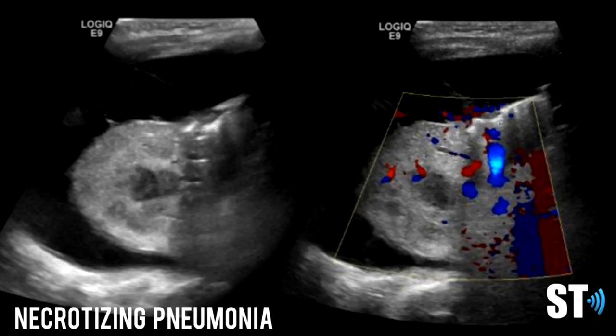Here's a lung with a heterogeneous lung parenchyma. This parenchyma did have reduced blood flow. This patient had pneumonia. He went on to develop necrotizing pneumonia.